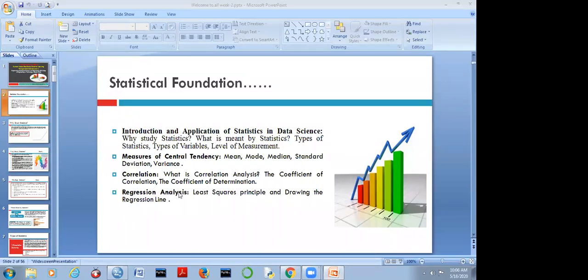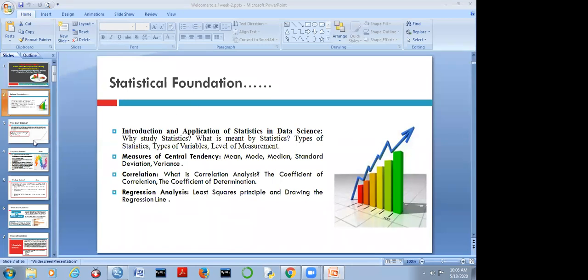Then the fourth statistical tool I'm going to take is regression analysis, in which we can understand the least square principle and draw the regression line. So this is the overall syllabus, the content of the module of statistical foundation.